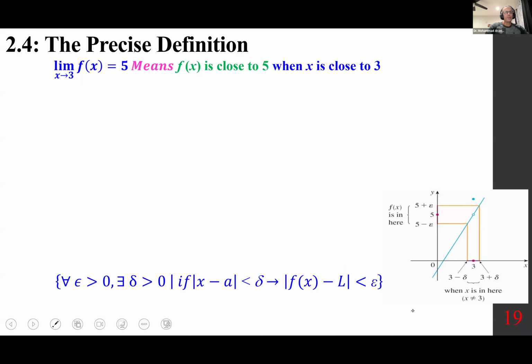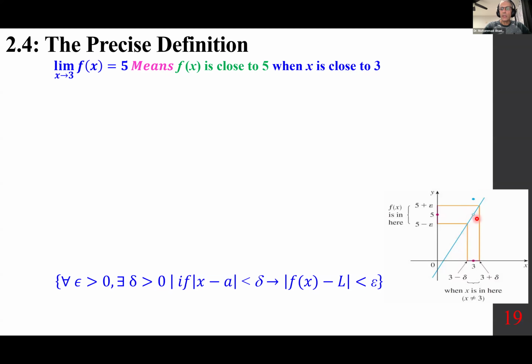So here's the precise definition. The limit of f of x as x approaches 3 equals 5 means f of x is close to 5 when x is close to 3. So in short, if we look at the number 3 along the x-axis and approach 3 from the left and right, we have a distance of delta from each side. Delta is a very small number.